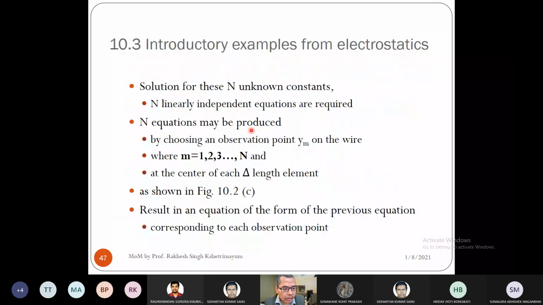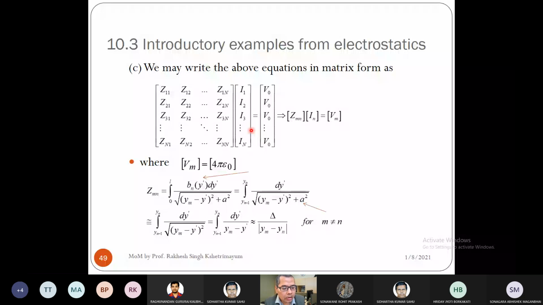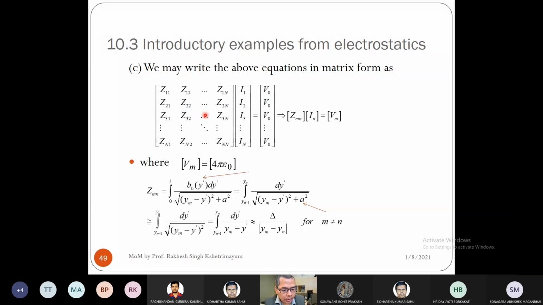So the problem with the diagonal element is that your source and observation point are at the same location. So you'll have infinite value. Let's say if I want to use this expression for Zmn by employing this formula delta by Ym minus Yn. Now in this case, Ym and Yn are at the same location. In that case, this will become infinite, so I will not get a finite value of the Zmn. So this is a singularity effect. So I have to be extra careful when I am calculating the diagonal elements.